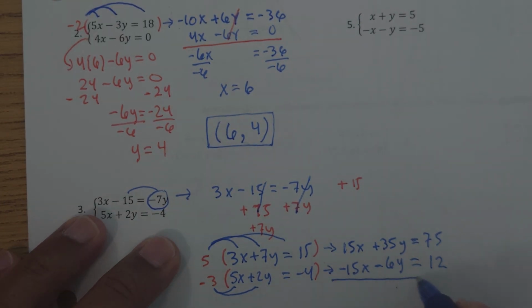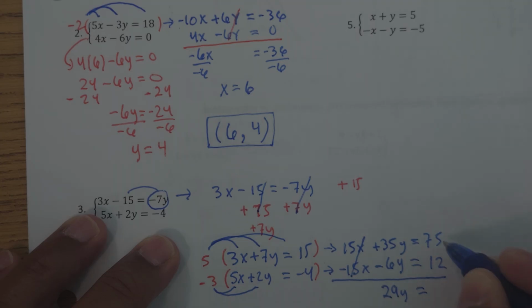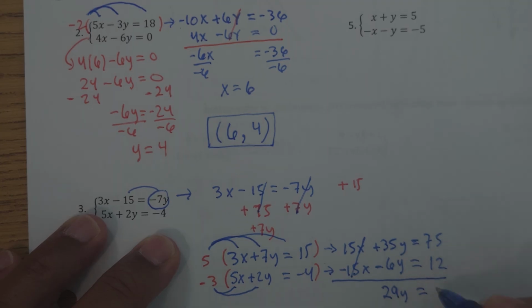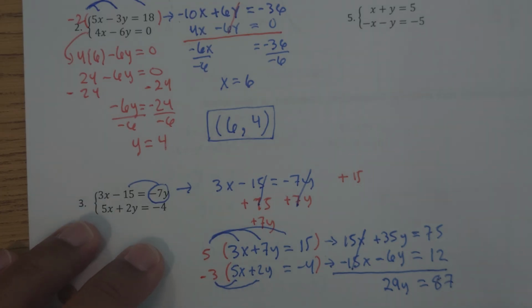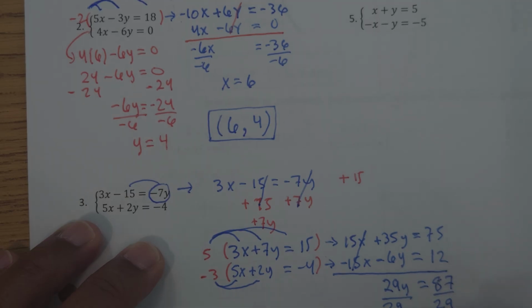Then from here, as we said, the x's cancel. So then 35y minus 6y is positive 29y. And 75 plus 12, that's 87, right? So then we divide by 29 on both sides of the equation. And 87 divided by 29 is equal to 3. Okay, 3 times 29 is 87, which means 87 divided by 29 is 3.